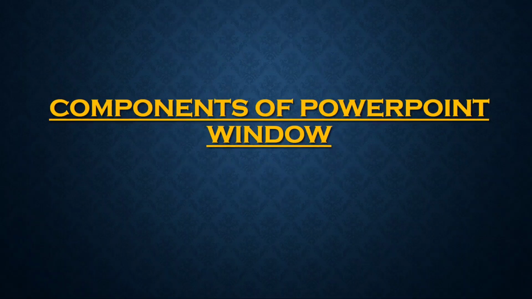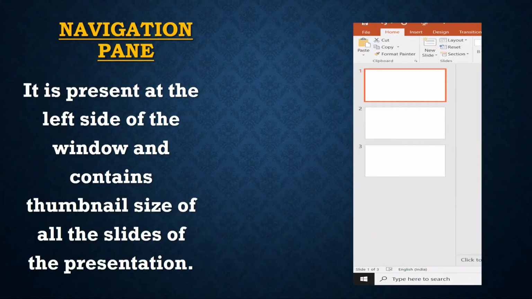Okay, now the components of PowerPoint window, we are going to learn about the main parts of the PowerPoint window. So I am discussing it one by one. The first one is navigation pane. At that first image you have seen only one white rectangle over there.